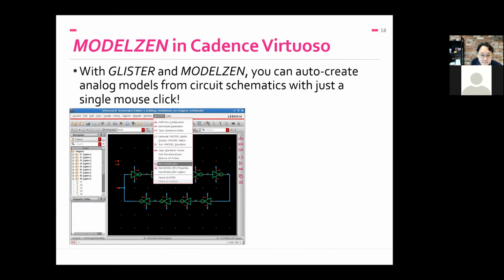Okay, so within Glister, we have a very easy to use interface where you can just click one button to generate model from the circuit. So let me just show you a short demo for that.